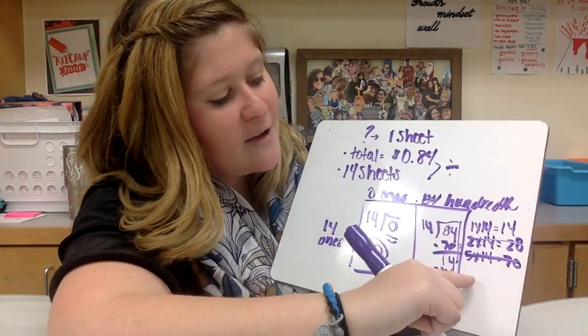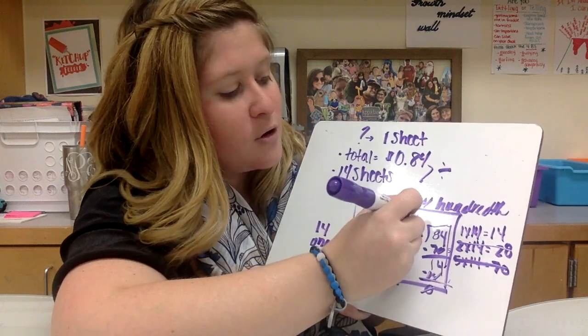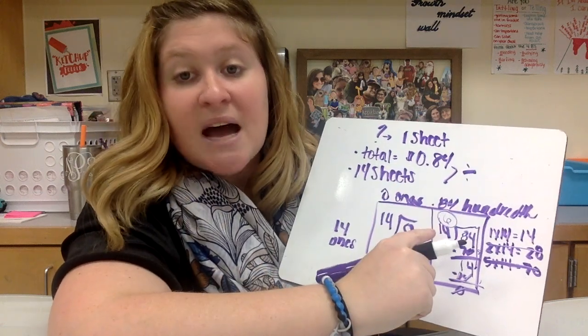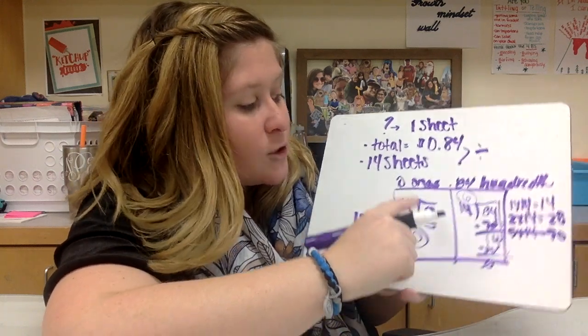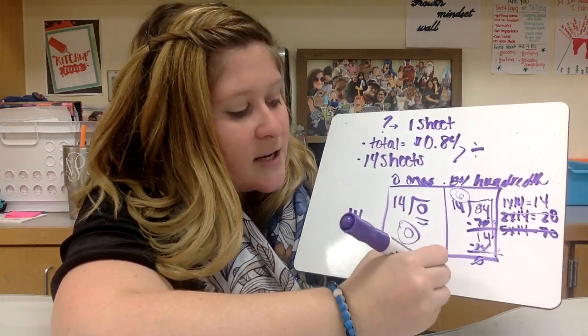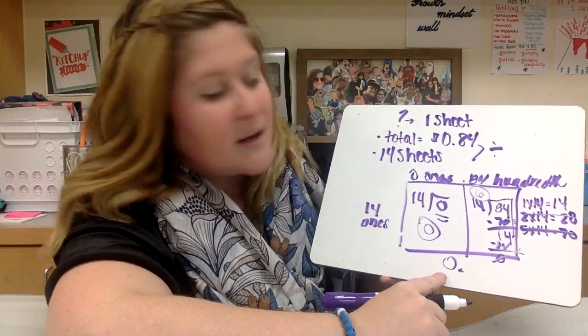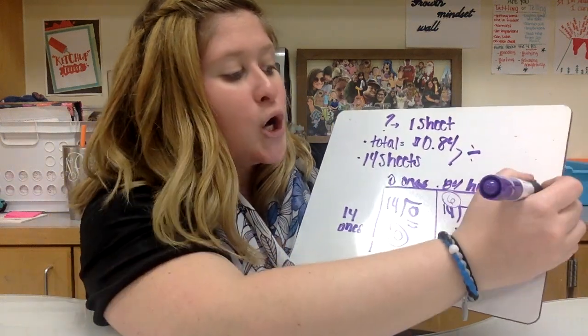So now I'll take this 5 and 1. I'm going to add them together. So it went in 6 times. So I wrote 6 and I circled it. So now when I go for my answer, 0 ones, so I'd put a 0 and a decimal always comes after my ones place. 6 hundredths.